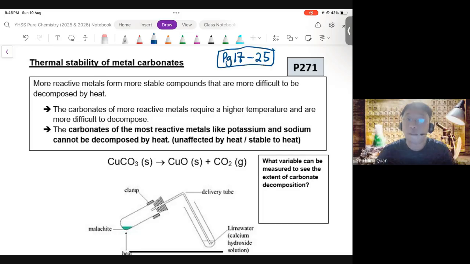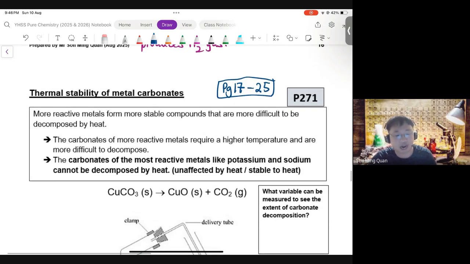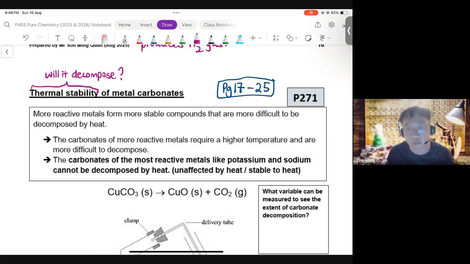Now, we are now on page 17 of the notes. And this is where we learn about the thermal stability of metal carbonate. When we say thermal stability, we mean how stable is it to heat? Will it decompose? Obviously, if it's stable, it doesn't decompose. However, if the metal carbonate is unstable, it will decompose. All right, so the idea here is decomposition. Will it or will it not?